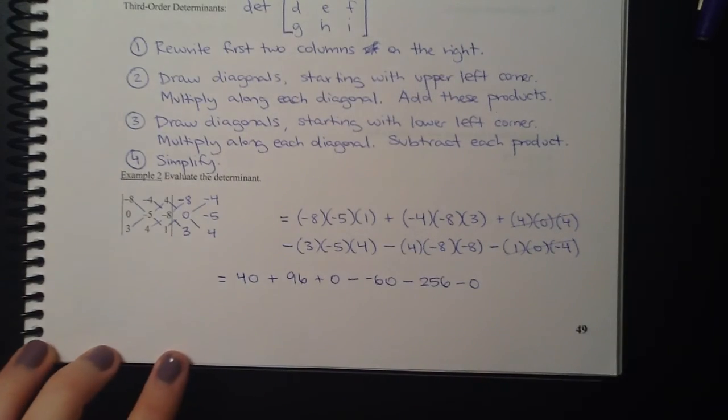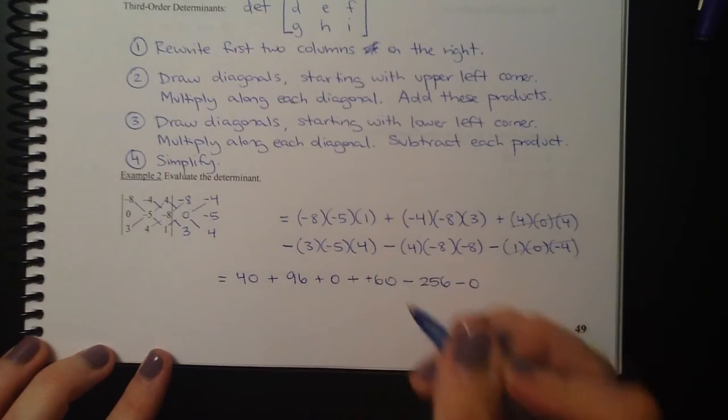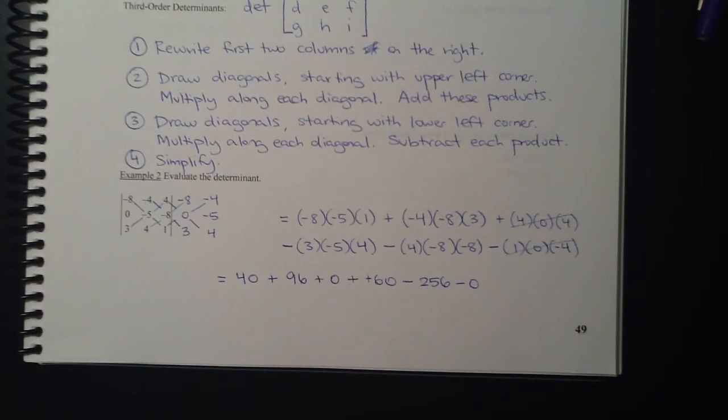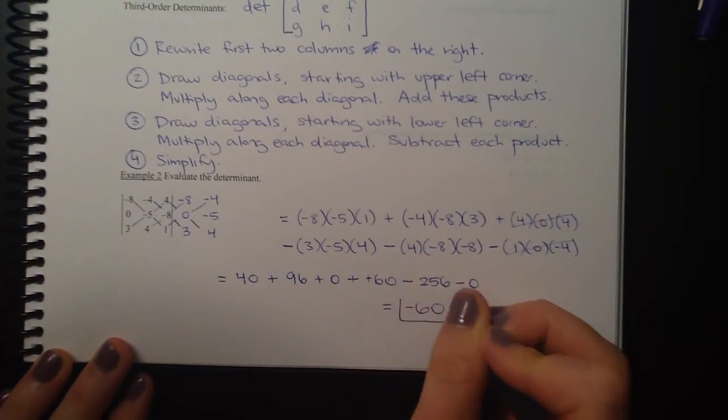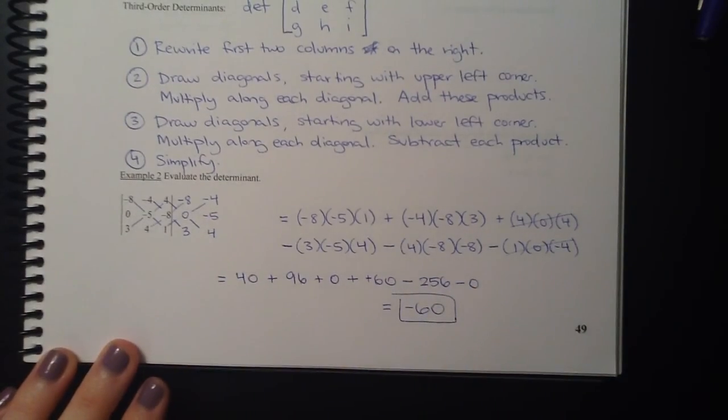Okay, so we're going to combine these all up. So plus a positive would be 60, so at this point you can just plug this into your calculator. So positive 40 plus 96 plus 60, and then minus 256. Okay, so what we end up with there would be a negative 60. Okay, so that's the determinant.